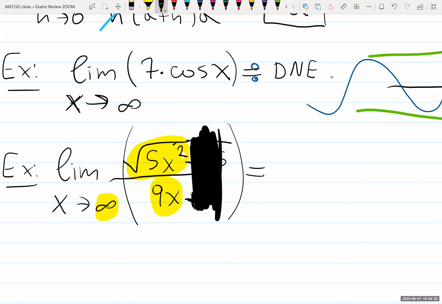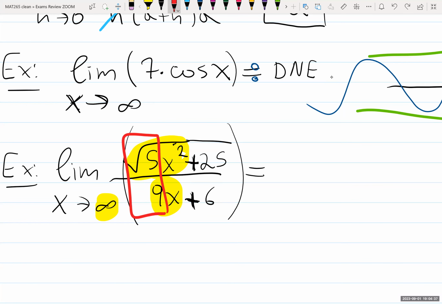And I'm like, wait, isn't it the square root of 5x over 9x? Well, they have the same speed. If they have the same speed, the answer will be the ratio of the leading coefficients. So the answer will be the square root of 5 over 9. Boom, you're done, move on. That's how good it is. So I really like this method. Good job, Tyler. Very good.